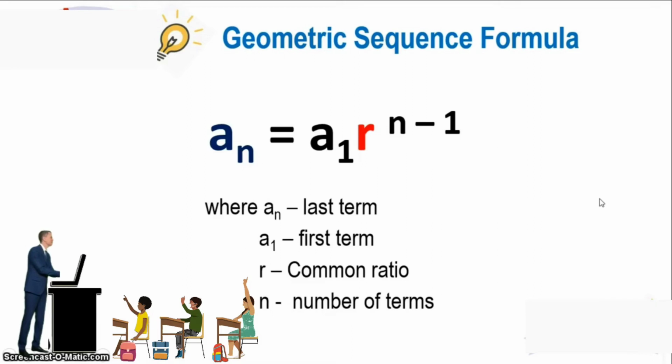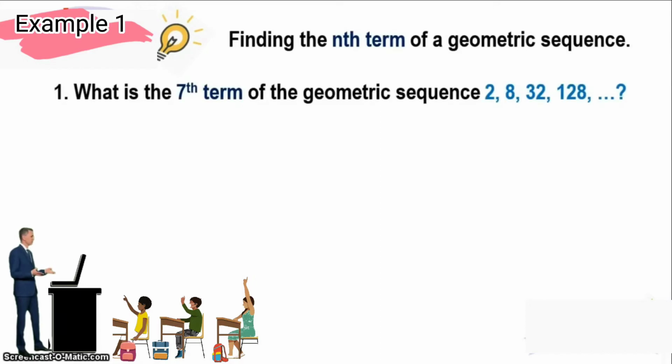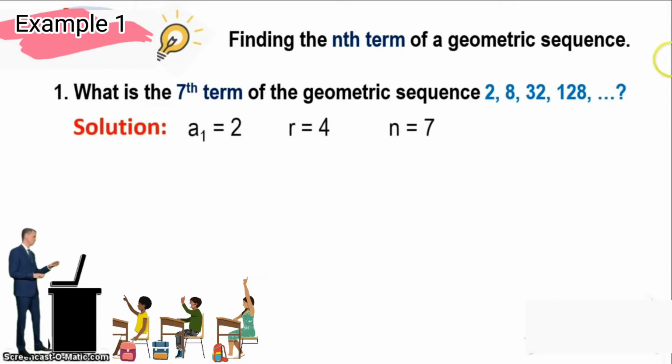So let's begin. Example number 1. What is the seventh term of the geometric sequence 2, 8, 32, 128? Now, to solve this, we have to find first the following given: the first term, the common ratio, and the number of terms in the sequence that we are talking about. So in this case, the first term is 2.